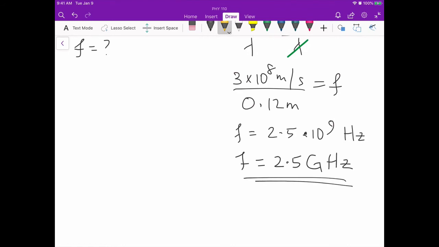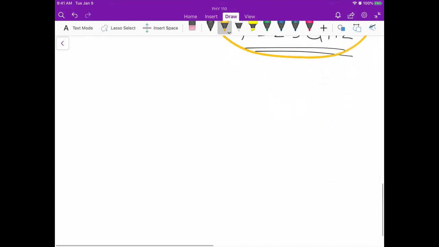For me, it doesn't matter which one you put in. You can put it in power, or you can simply put it as gigahertz, and it will still be fine.